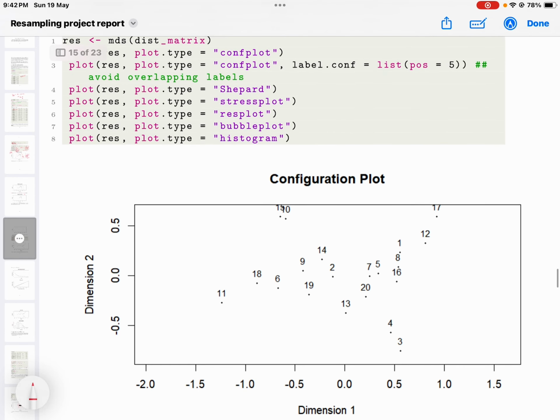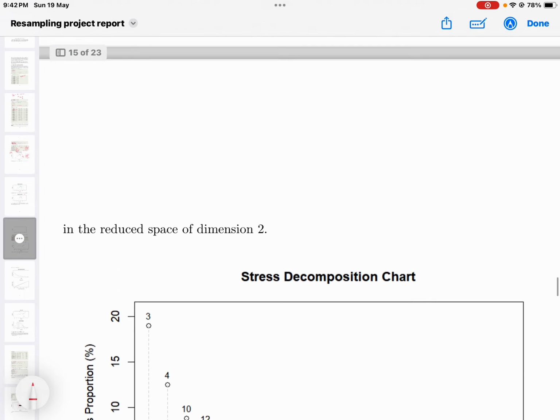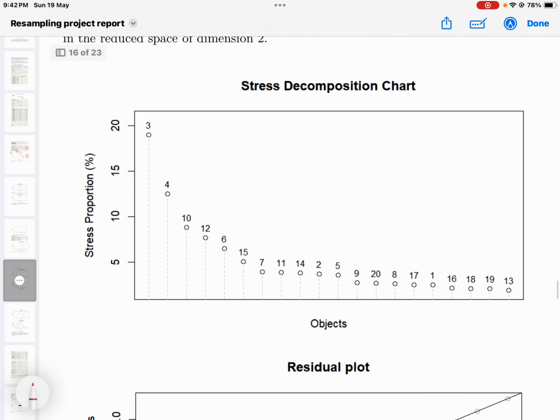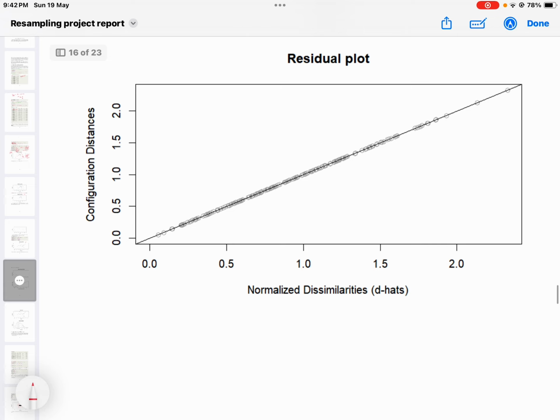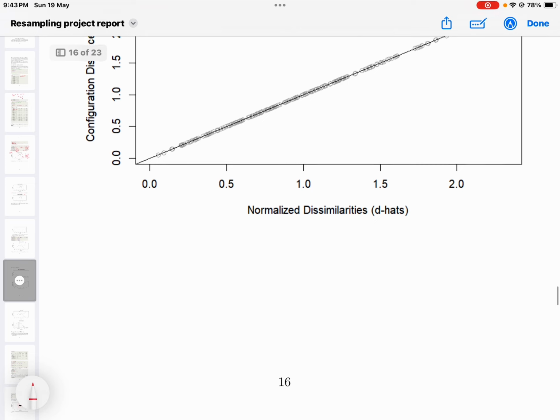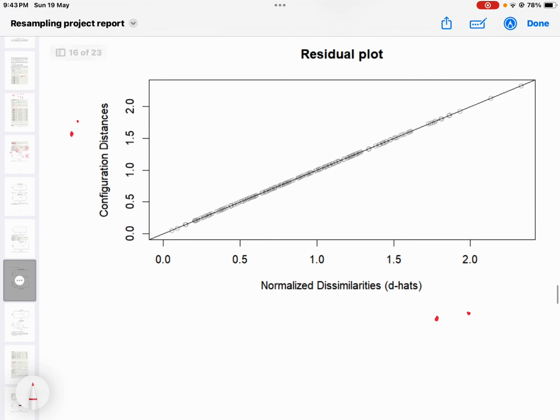This is the configuration plot, that is, this is the actual MDS solution. This is the distribution of stress across the points, and this is the relation between the normalized dissimilarities and the configuration distance. Note that there is a linear relation, that means more normalized distance implies higher configuration distances in the configuration plots. That is, if the points are further away in the actual case, in the configuration case they will be further away as well.